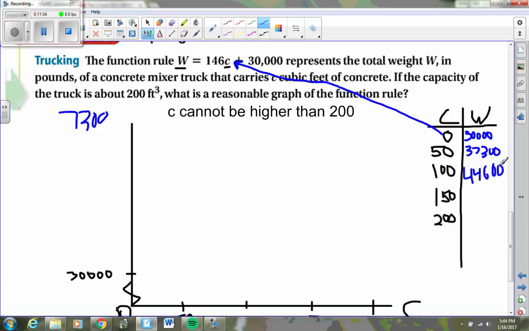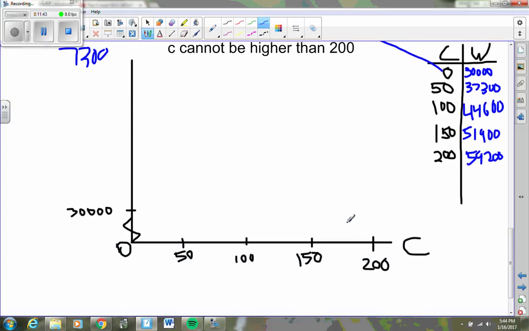Okay, and if I do 146 times 150 on my calculator, I get 21,900. I add that to 30,000, and I get 51,900. And then if I go at 200, 146 was my number in front of the C, times 200 is 29,200, add that to 30,000, and I get 59,200.